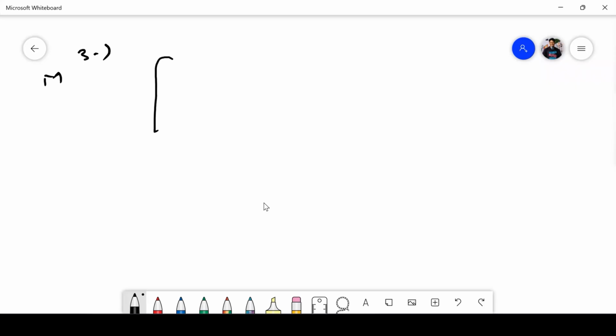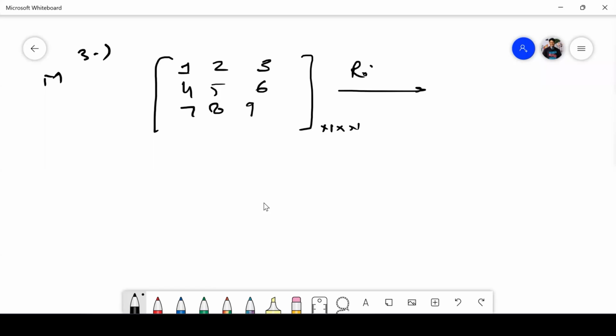Okay. So you have an n cross n matrix. You have an n cross n matrix as an input. It can be 1, 2, 3, 4, 5, 6, 7, 8, 9. You have to rotate this matrix by 90 degrees.